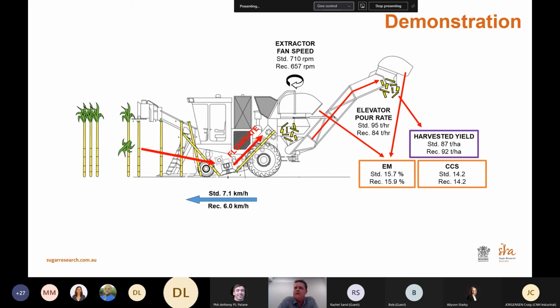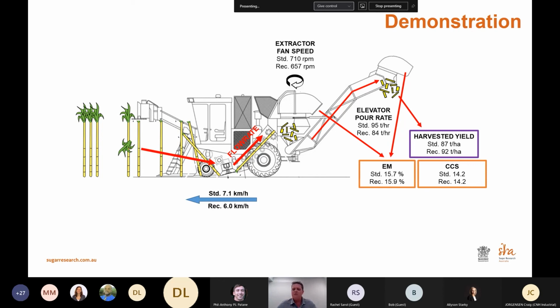To touch briefly on the results, and I'm not going to go into too much detail here either, we saw very similar increases in yield. The standard practice treatment went from 87 tonnes per hectare up to 92 tonnes per hectare in the recommendation. We saw no changes in CCS at all, which was really surprising and great. We saw that in the trials, yes, but in this particular demonstration trial there wasn't even a 0.1% difference, so they were exactly the same. We saw a slight increase in EM, but that wasn't a statistically significant difference of 0.2%.